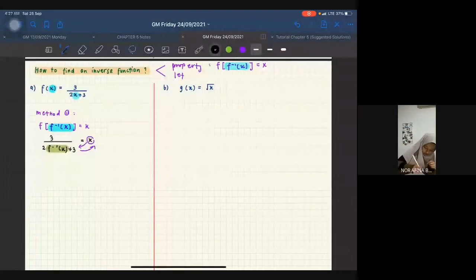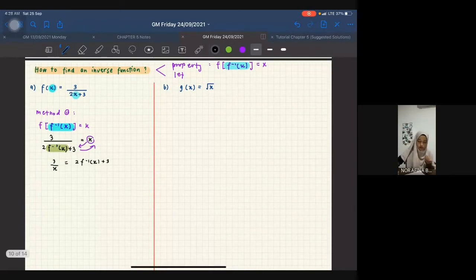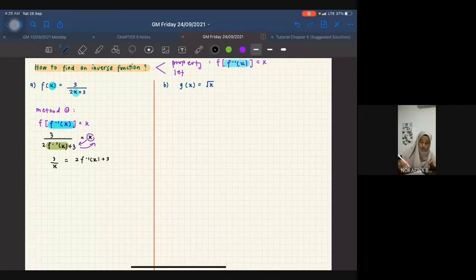Okay, so kita akan dapat 3 over x is equal to 2 f inverse x plus 3. Macam tu. Nampak tu, boleh kot insyaAllah. Okay, so sekarang kita nak f inverse. So kita pindahkan pula 3 tu. We're going to move this 3 to the other side. Okay, so awak akan dapat 3 over x minus 3 is equal to 2 f inverse of x.